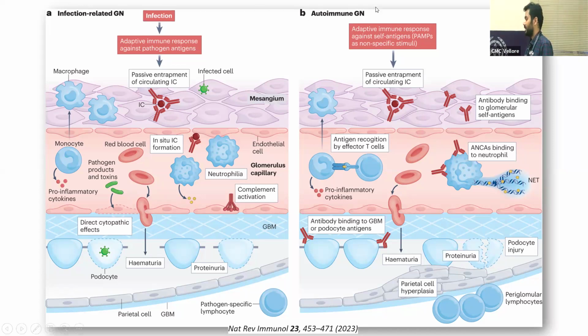Second is autoimmune. Autoimmune means self antigen, but non-renal antigens. Like in SLE, these autoantibodies are formed in the circulation, forming immune complexes that get trapped in the glomerular filtration barrier and lead to inflammation.